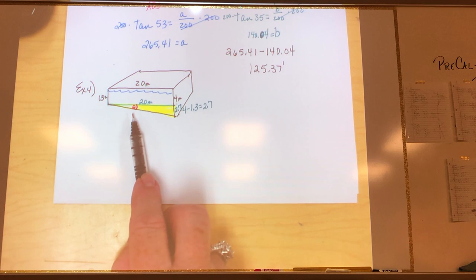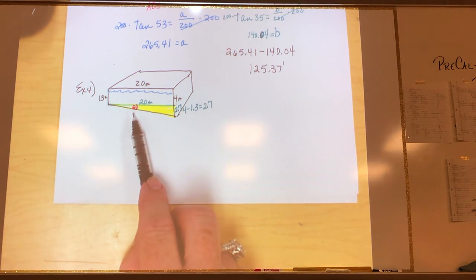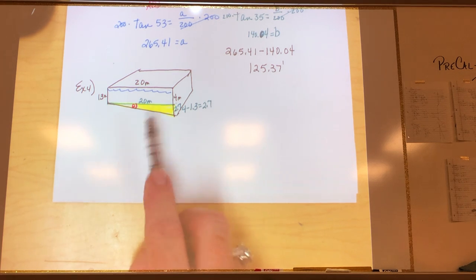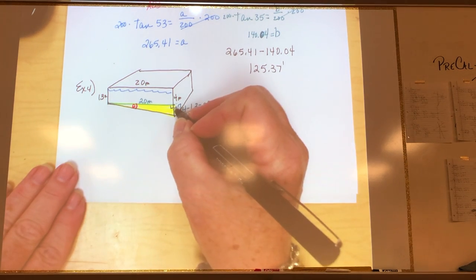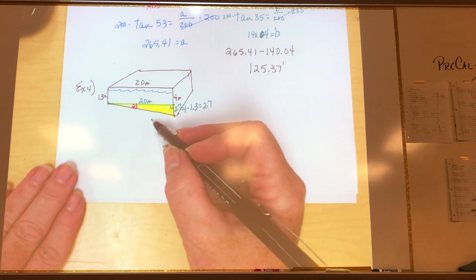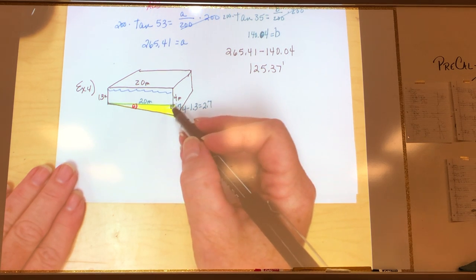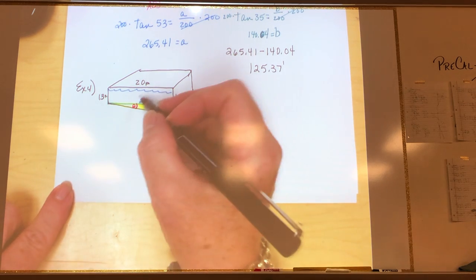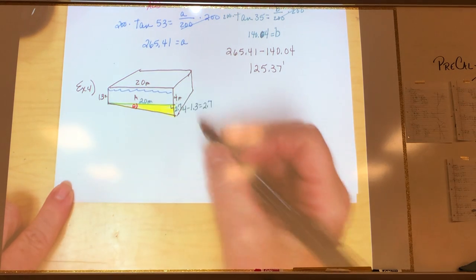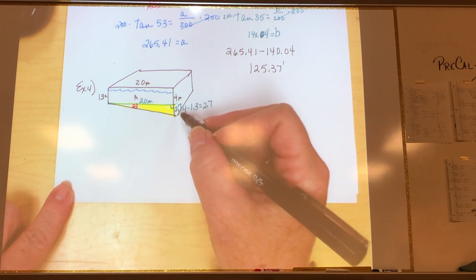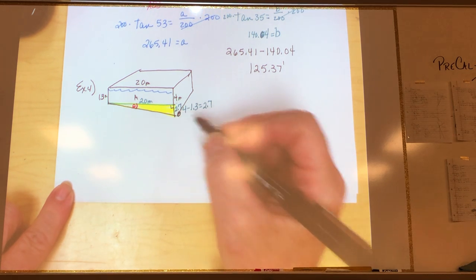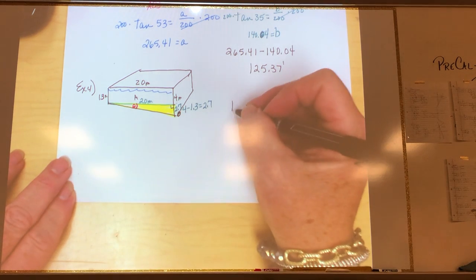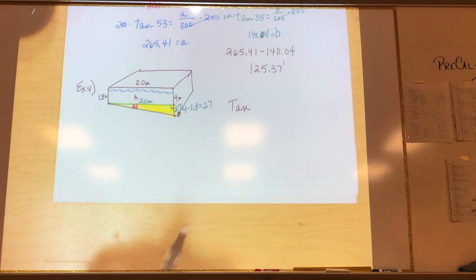I'm looking for an angle. With respect to this angle, what's this side called? Adjacent. This is my right angle, and this is my hypotenuse. Opposite the right angle is always your hypotenuse. So this is the adjacent side and this is the opposite side. Opposite and adjacent deal with what function? Tangent.